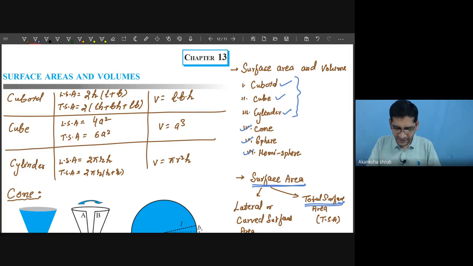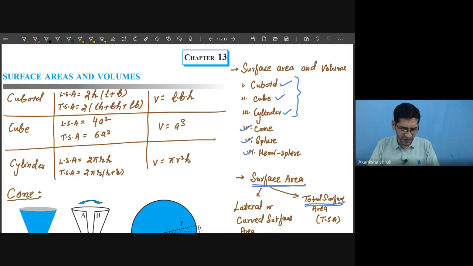In our previous classes, we have learned about the cuboid, cube, and cylinder. Regarding the surface area, there are two kinds: one is called lateral surface area, and the other is called total surface area. Total surface area is obtained by adding the surface area of the base, the surface area of the top, and the lateral surface area. And volume is calculated by considering the base area multiplied by height, if the base area is uniform throughout. If it is not uniform, then this formula is not applicable.